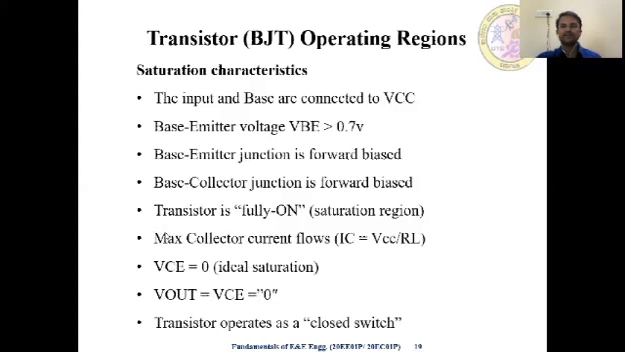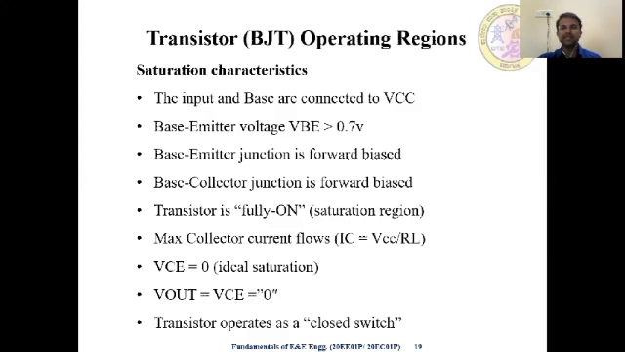Saturation characteristics. The input and base are connected to the VCC. The base emitter voltage will be greater than 0.7 volts. And the base emitter junction is forward biased. The base collector junction is also forward biased.